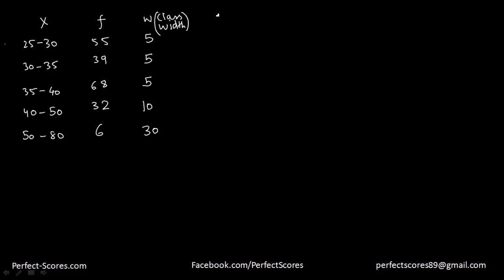Moving forward, you now have to calculate the frequency density. I'll denote this by D, which is known as the frequency density. Frequency density is given as the frequency of that value divided by the class width. So frequency density is equal to the frequency divided by the class width, that is F divided by W. The first frequency density here is 55 divided by 5, which is equal to 11.